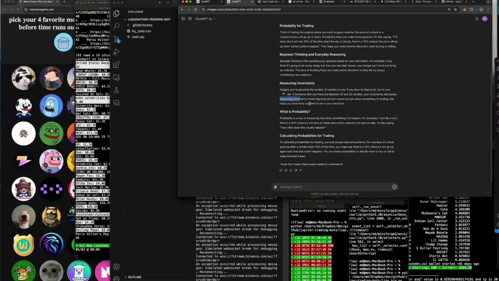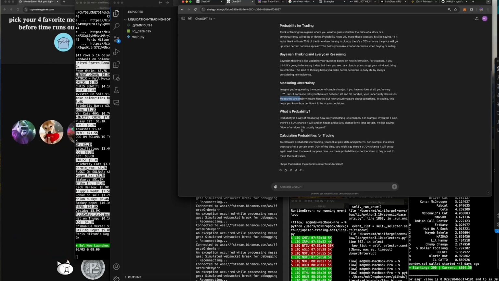What is probability? Probability is a way of measuring how likely something is to happen. For example, if you flip a coin, there's a 50% chance it will land on heads and a 50% chance it will land on tails. It's like saying, how often does this usually happen?